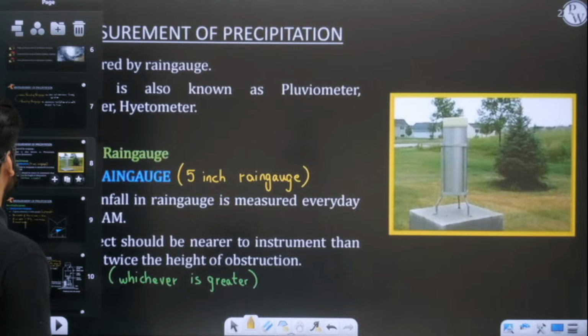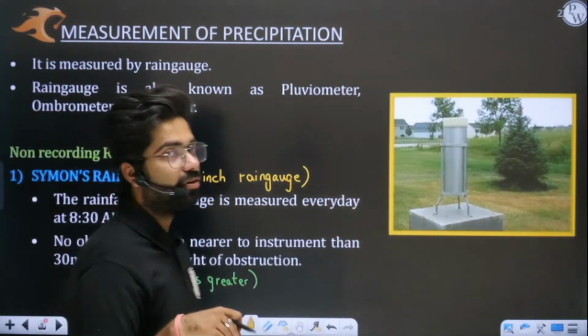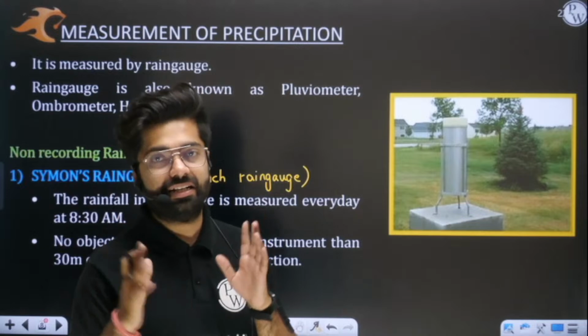Okay, one slide is gone, no issues. We have discussed that the height of the Simon rain gauge is 30 centimeter. I hope you remember it.